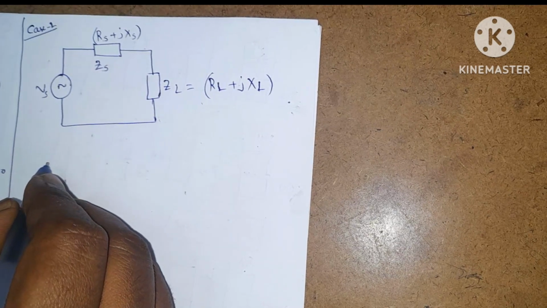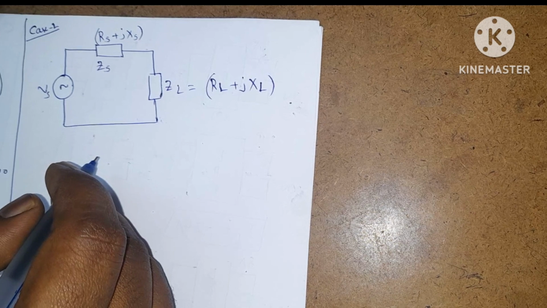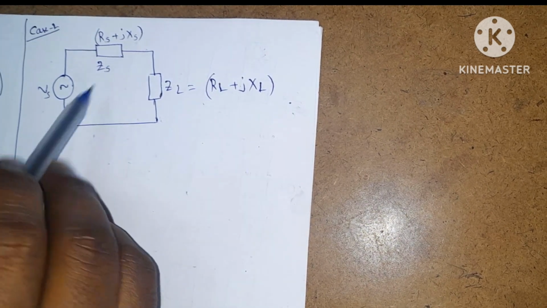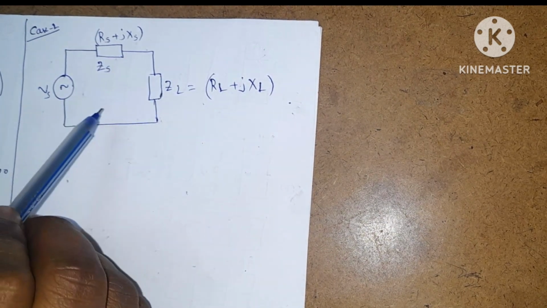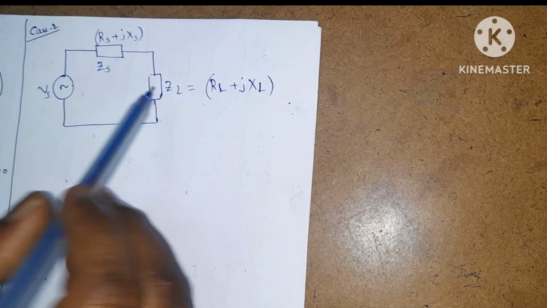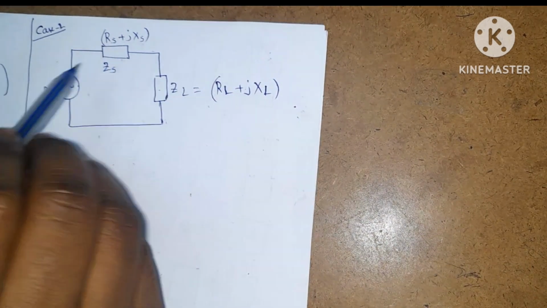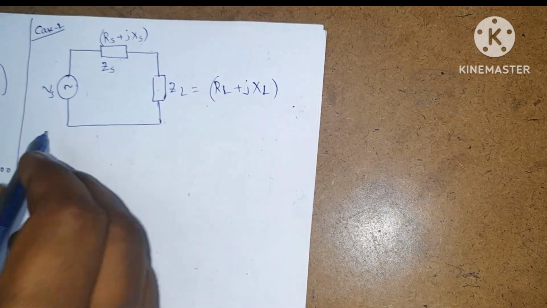Hello everyone, we are discussing the maximum power transfer theorem. In the previous video, we discussed the condition for maximum power transfer when source impedance is purely resistive and load impedance is purely resistive. Now coming to case 2: source impedance is complex and load impedance is complex. Here again we have three cases.